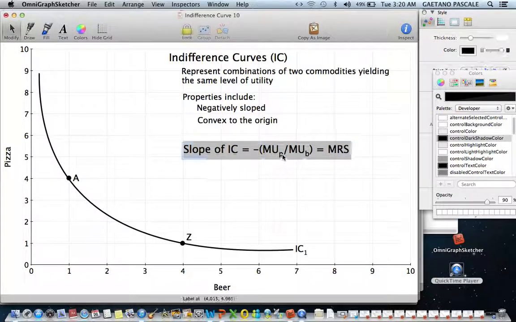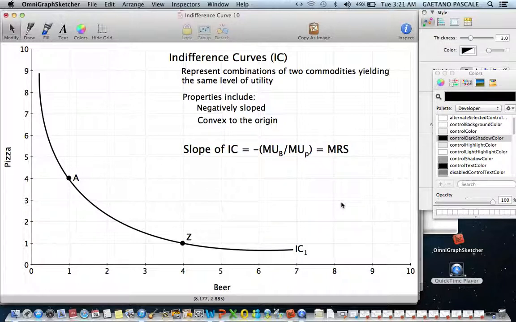And I think that is incorrect. It is the marginal utility of beer over the marginal utility of pizza. So make sure you get that correct. And this is known as the marginal rate of substitution. So make sure you remember what the slopes of the budget constraint and the slopes of the indifference curves are.